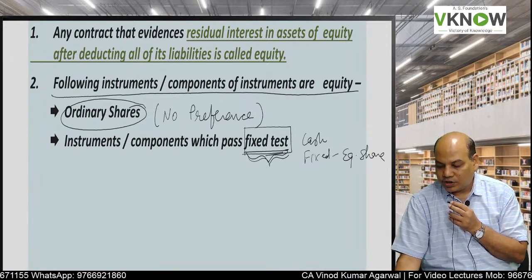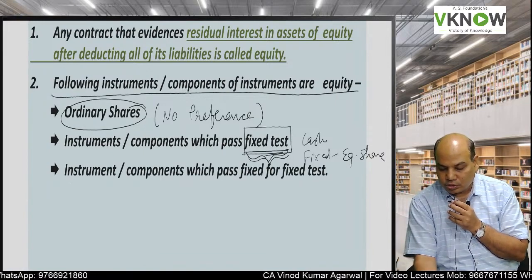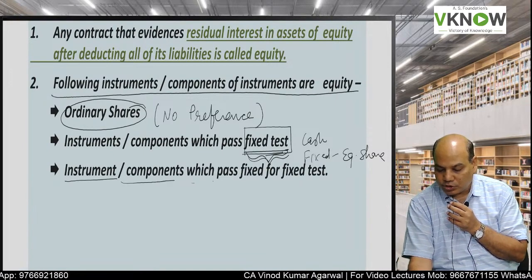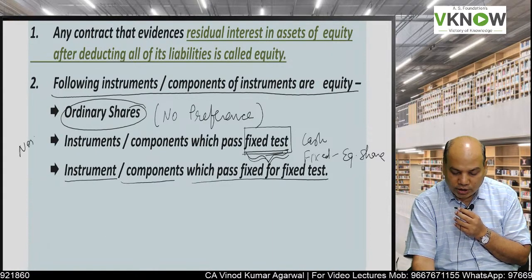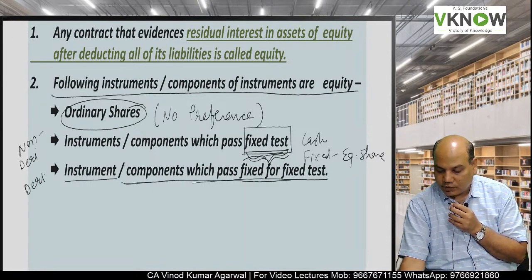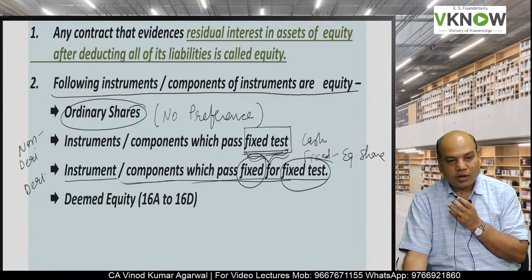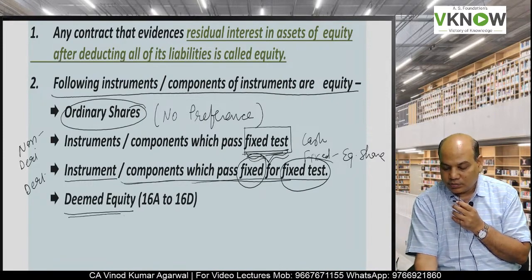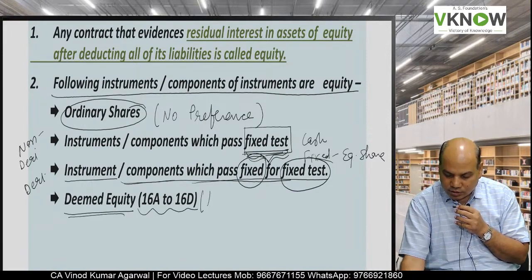Fixed cash, fixed equity share is an equity instrument, those instruments or components which pass the fixed for fixed test. So this will be a non-derivative contract, and this will be a derivative contract. That means fixed cash and a fixed number of equity shares. And then there is deemed equity, which is given in para 16A to 16D. This I will discuss later.